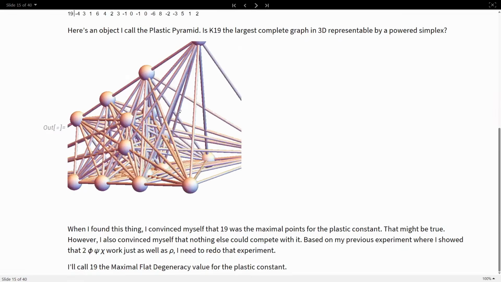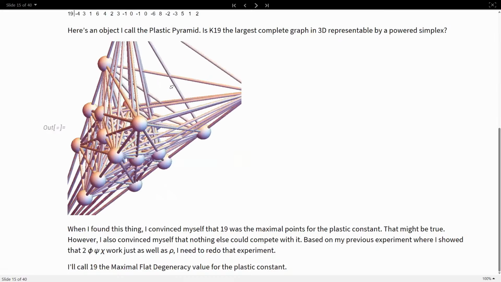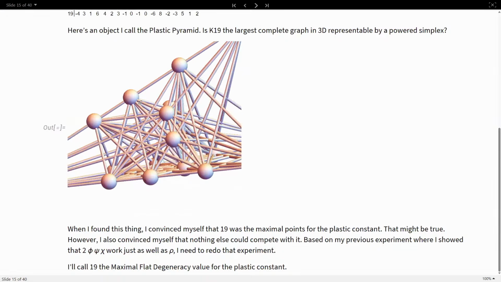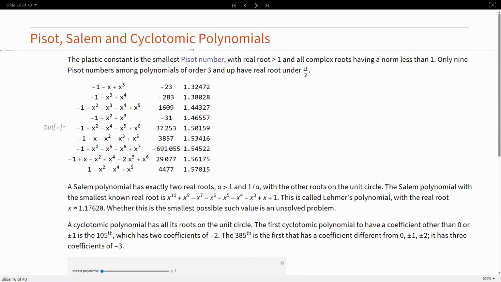And I think that's fairly amazing that this would work, that all of these values would be powers of a certain root. I don't know of anything else like this in polyhedra. So that's something I want to explore more. These values are Pisot numbers. So here are the smallest known Pisot numbers, these values here.